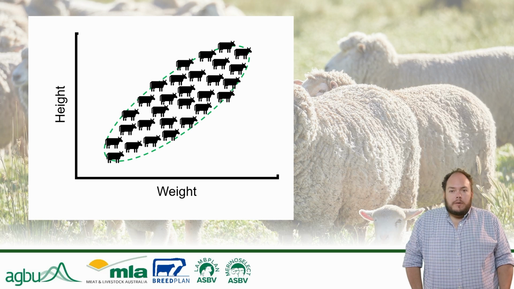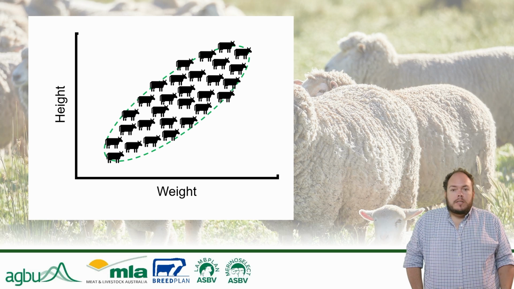Within the genetic evaluation, we use correlations to quantify these relationships between traits. Correlations are a measure of the strength of the relationship between the traits, and they can be weak or strong. Correlations can also be positive, where both traits increase together, or negative, where increasing one trait aligns with a decline in the second trait. A genetic correlation refers to the genetic relationship between traits.